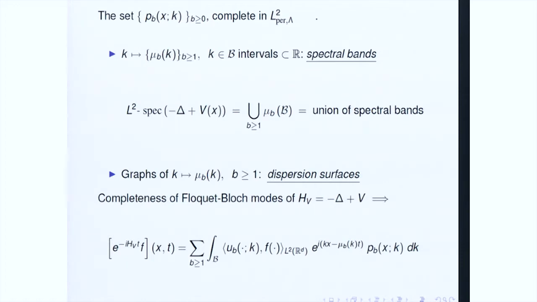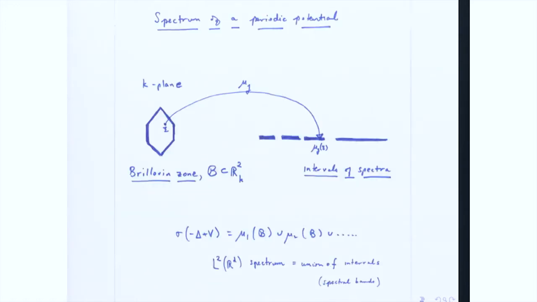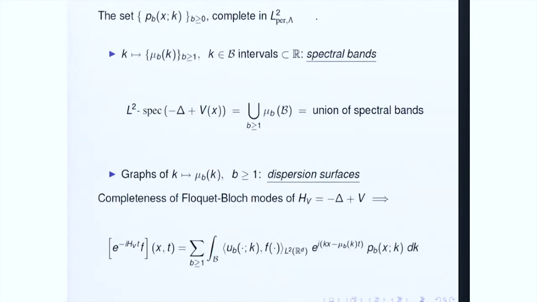Okay, so this is saying pretty much the same thing. We have the union of bands. And what we want to focus on is not just these intervals, because the intervals are not terribly interesting to look at. What's much more interesting are really these functions, these surfaces. These are sometimes called the dispersion surfaces. And what's important about them is seen if you just write down what the evolution operator is.